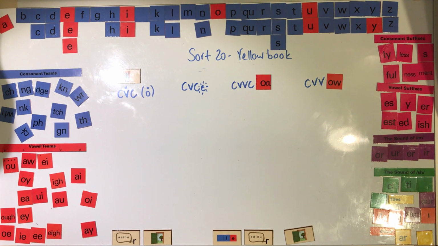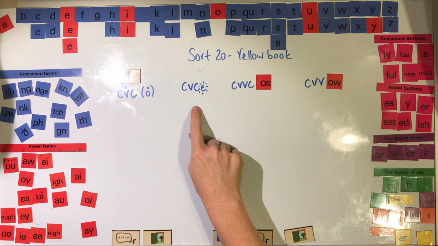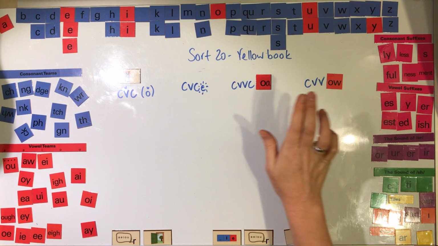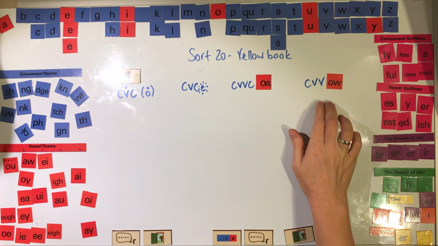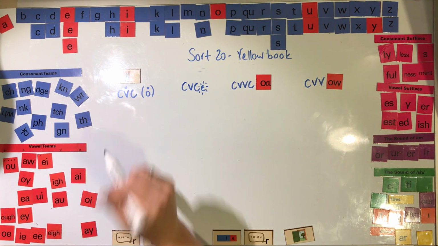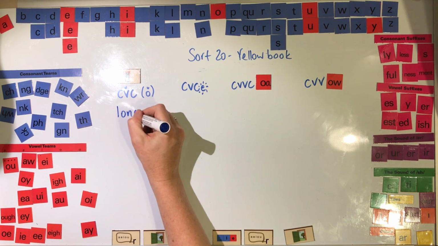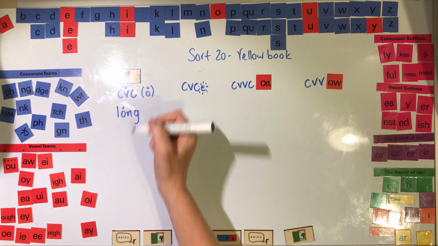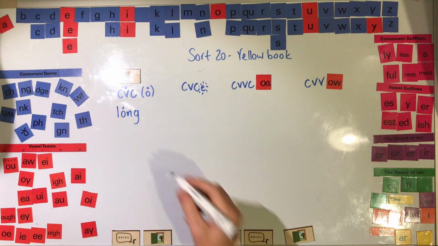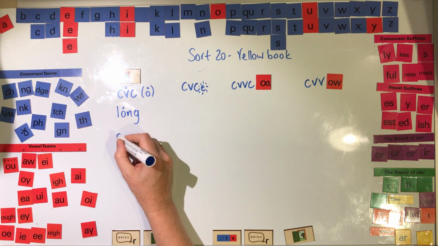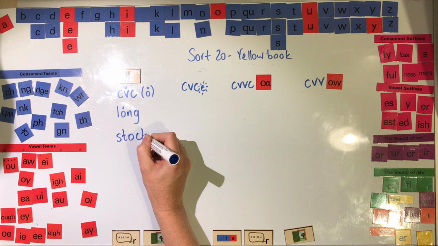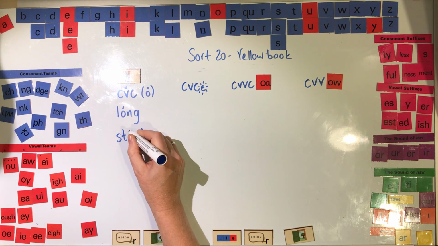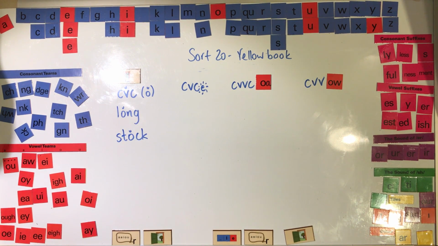So we've got words like long, L-O-N-G. It's not a magic E. It's not a vowel team. This is also a vowel team, so it must be over here. L-O-N-G. So we've got our consonant, vowel, consonant. We've also got stock over here. S-T-O-C-K. Consonant, vowel, consonant. We've got our vowel nestled in between consonants. So it says its short sound.